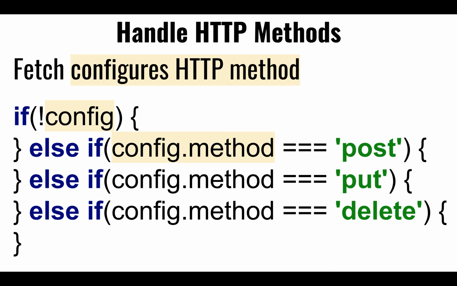Depending on the method in the configuration argument, we can handle it in different ways. If there is no config, then we can assume that this is a get. If the method is a post, we would implement post here. If it's a put, if it's a delete, we would have space for handling all different types of interactions with the remote server.